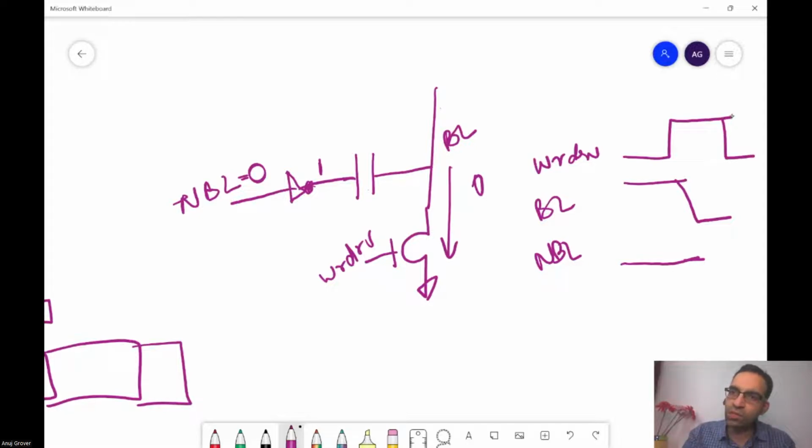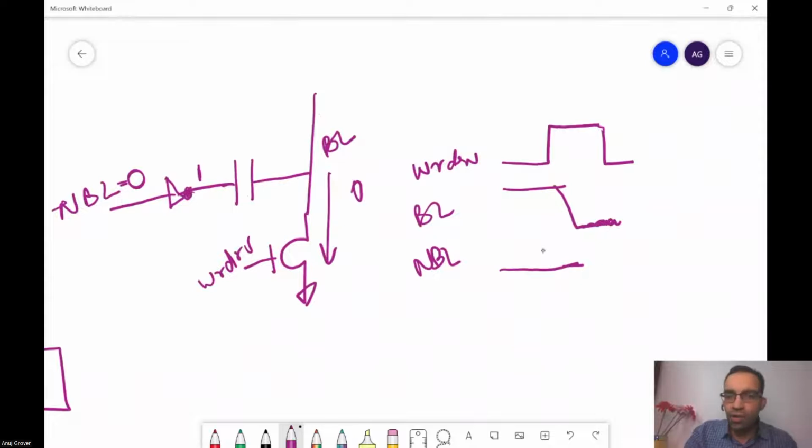Once you turn this off, what happens? Bit line is now floating. After it has been turned off, bit line is now floating. So now what you do? Now you take NBL signal high. NBL high means this X signal, which was initially 1, would go to 0. Are you able to see this?